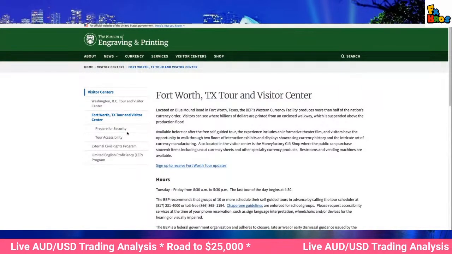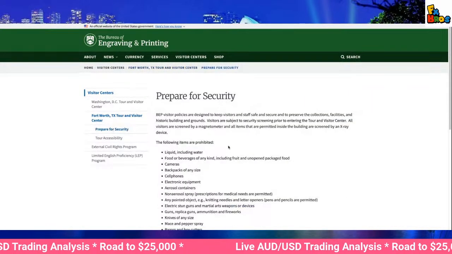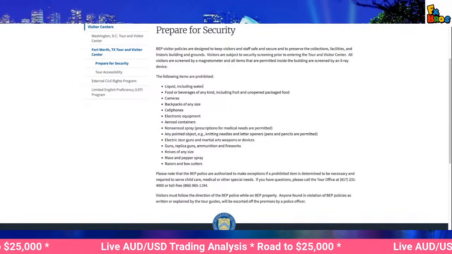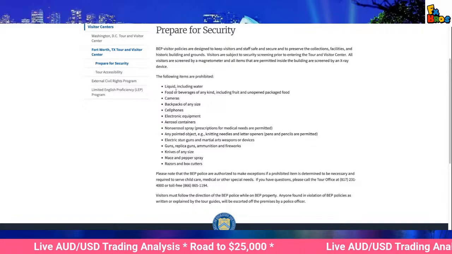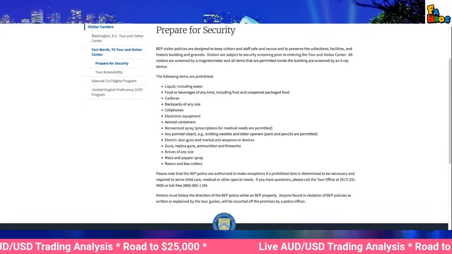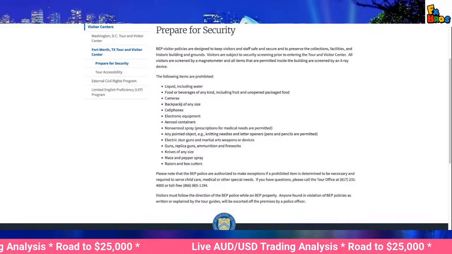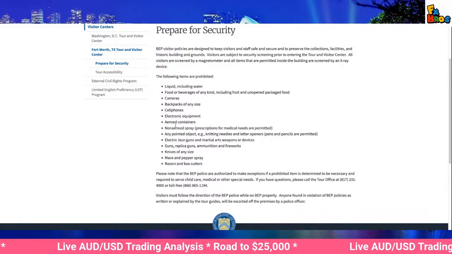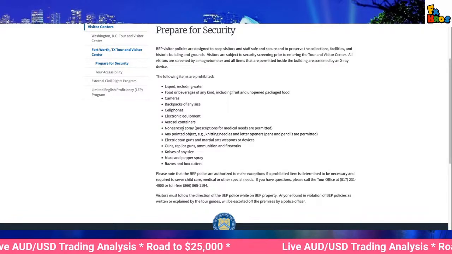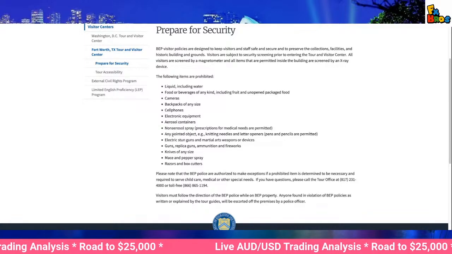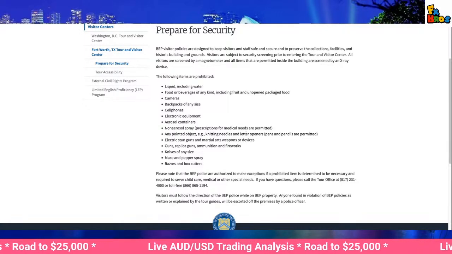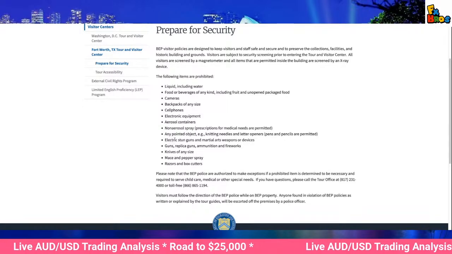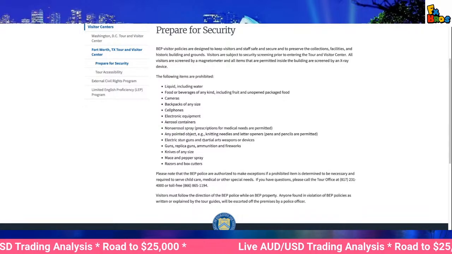Yeah. Prepare for security. And you can't bring liquid, including water, food or beverages of any kind, cameras, backpacks of any size, cell phones, electronic equipment, aerosol containers, non-aerosol spray. Don't bring your cologne. Don't bring none of that. Knitting needles, letter openers. Don't try to open your mail while you're looking at this money. Electric stun guns. Leave them in the car.